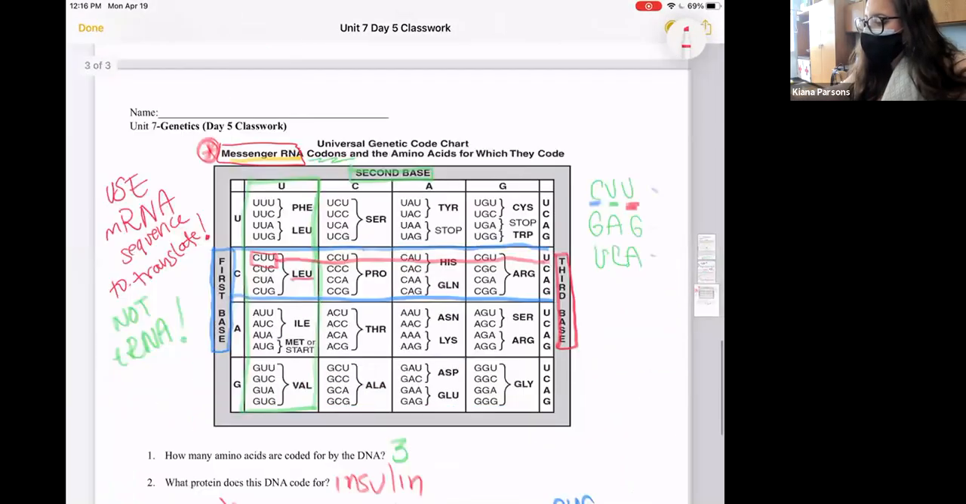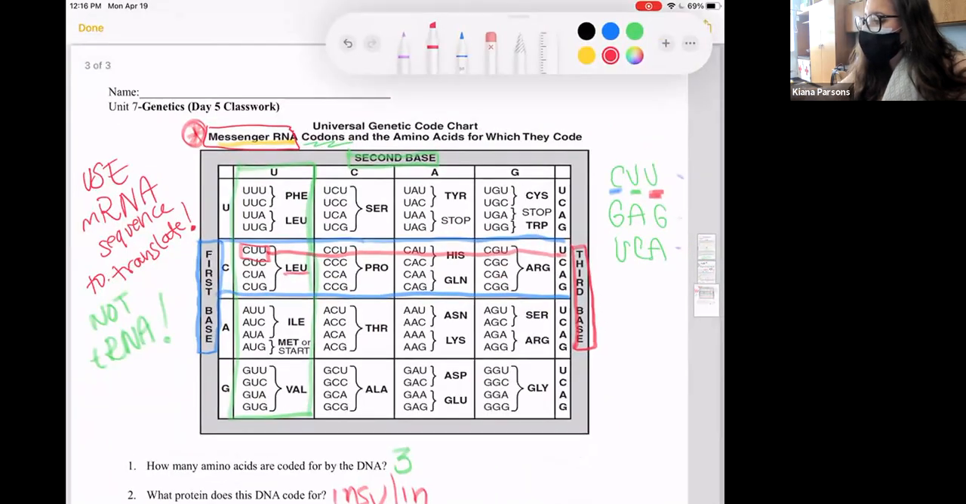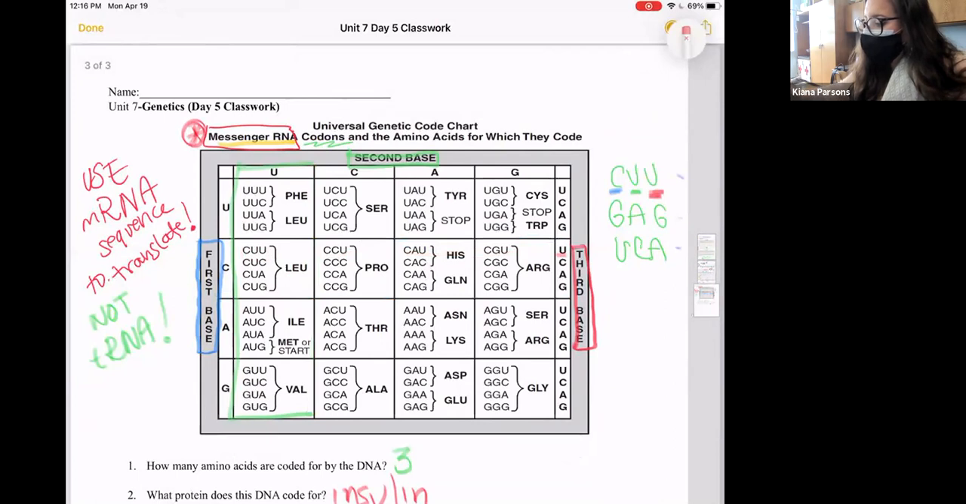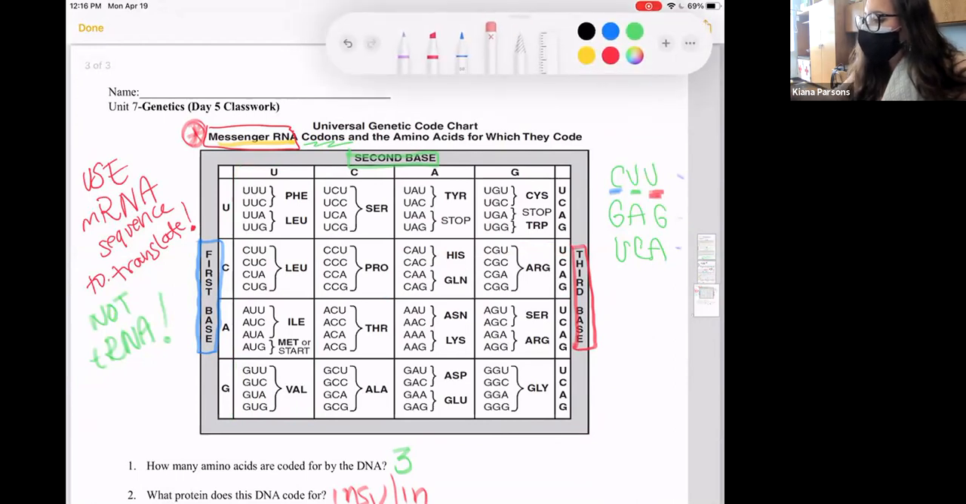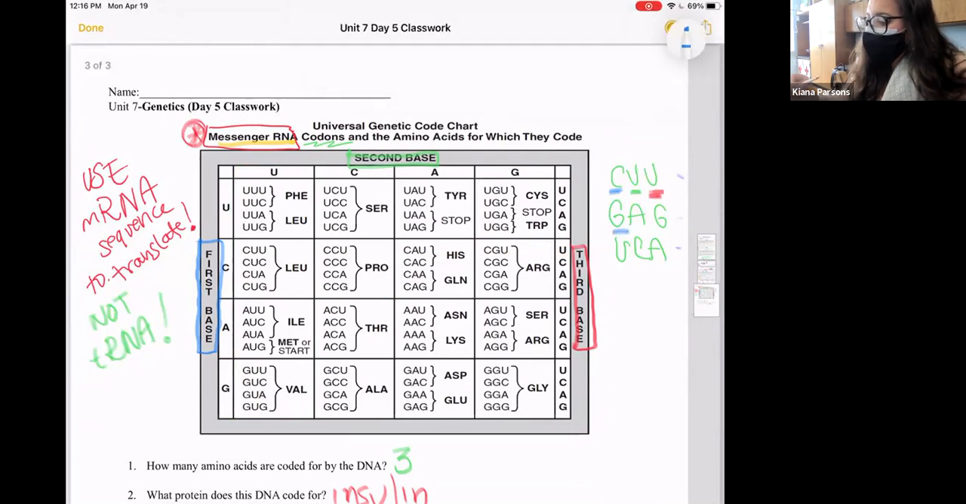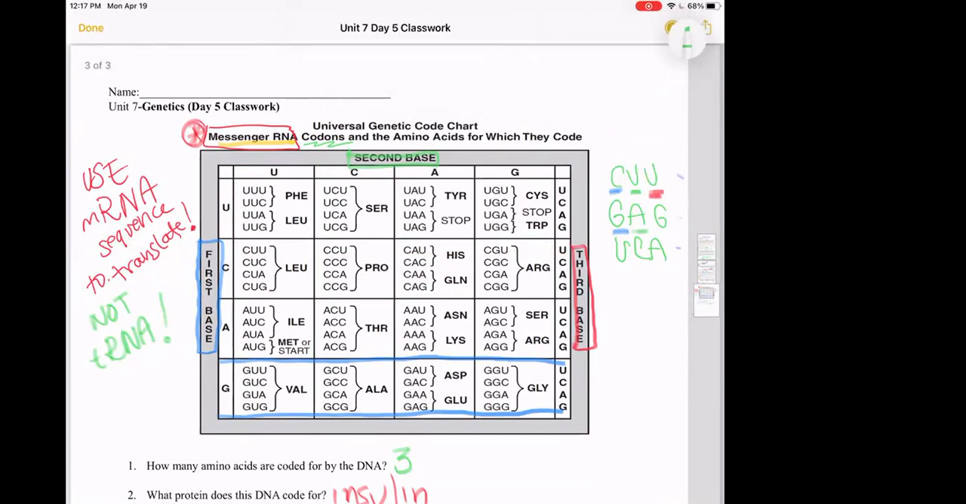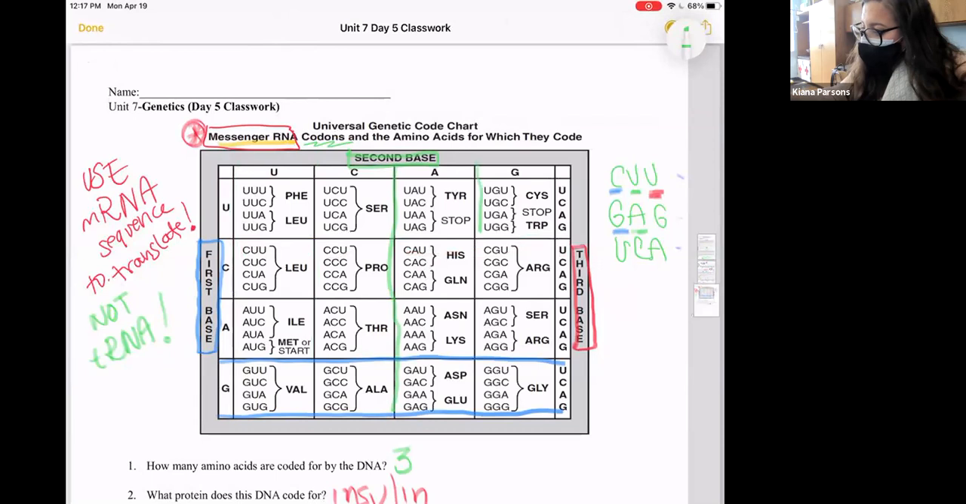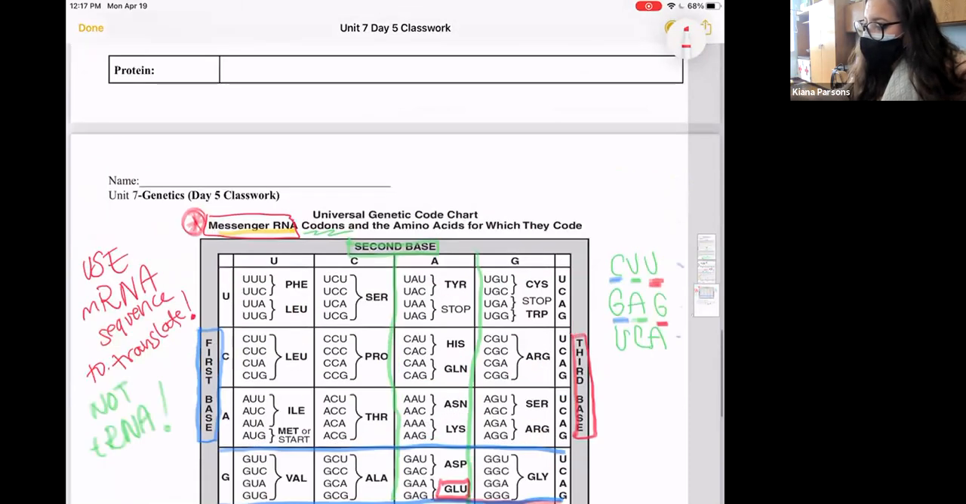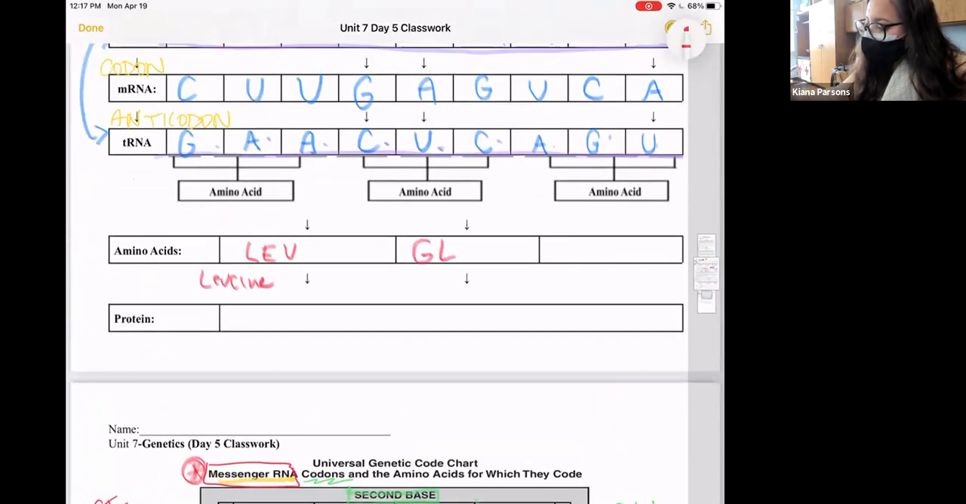All right, so now we're just gonna go through and find the second amino acid in our sequence, GAG. So we're gonna do the same thing. First base, G. Second base, A. So now we've narrowed it down to this box. And third base, G again. GAG, and our second amino acid is glu or glutamic acid. Is that what you guys got?